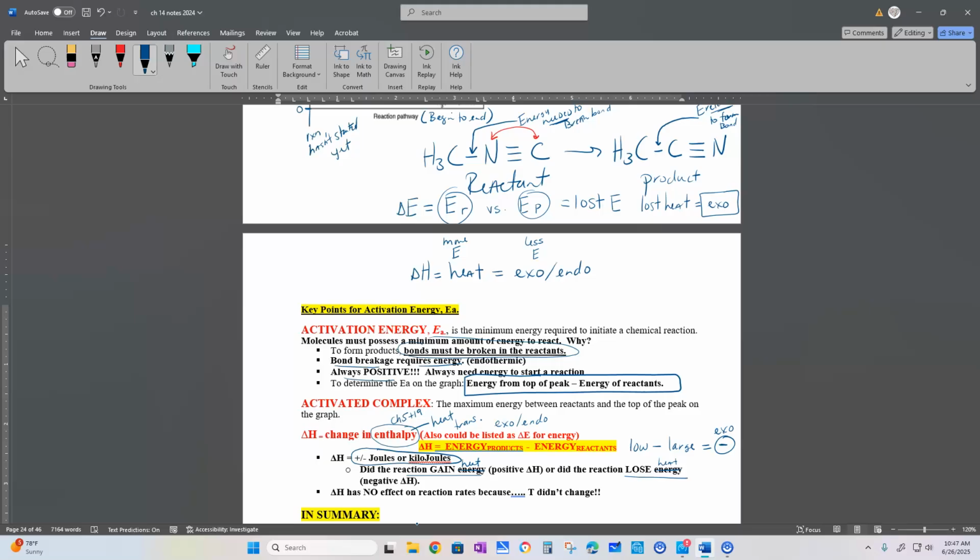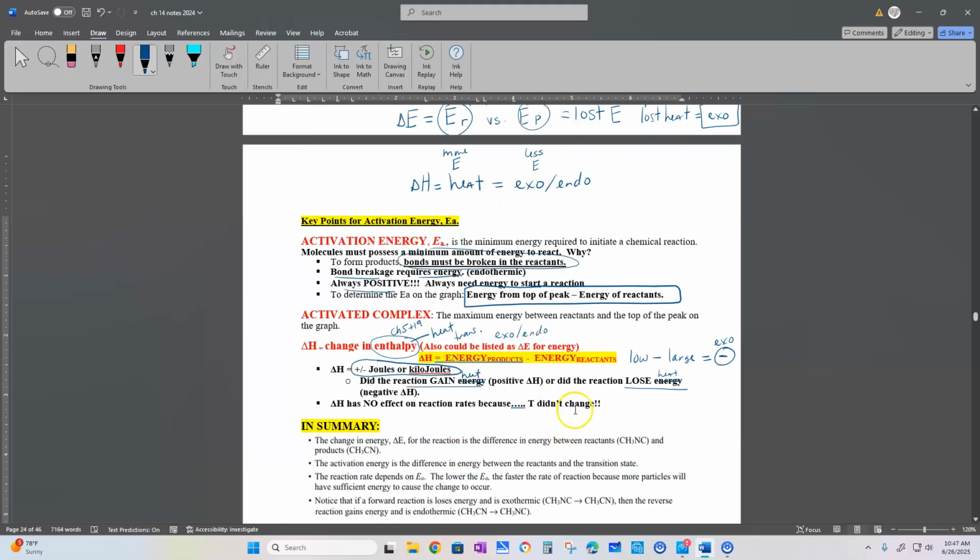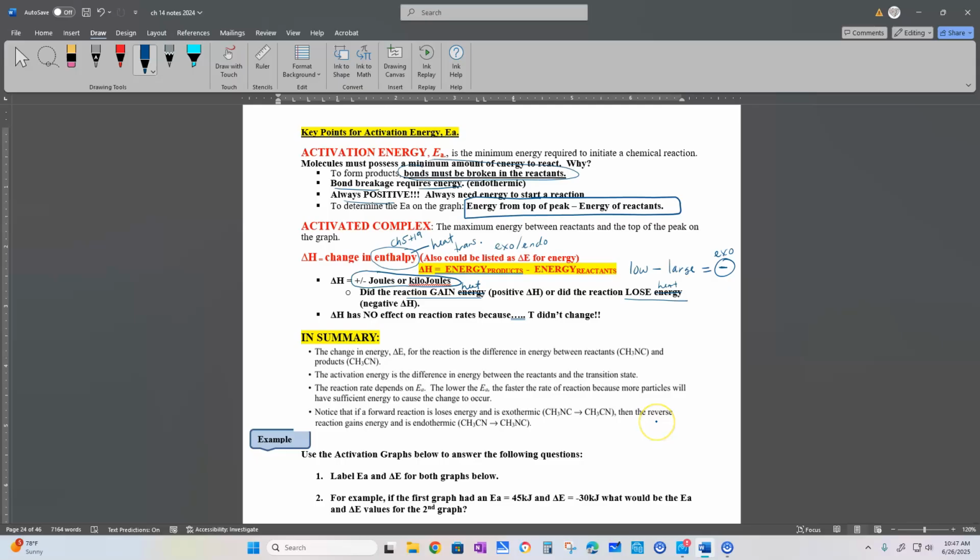Okay, negative delta H. Notice that delta H has no effect on the reaction rate because temperature didn't change, okay? So as long as we don't change temperature, our delta H, no matter what, will be the same for anything. So in summary, the change in energy, or as we're calling it now, delta H, is the difference between the reactants and the product.